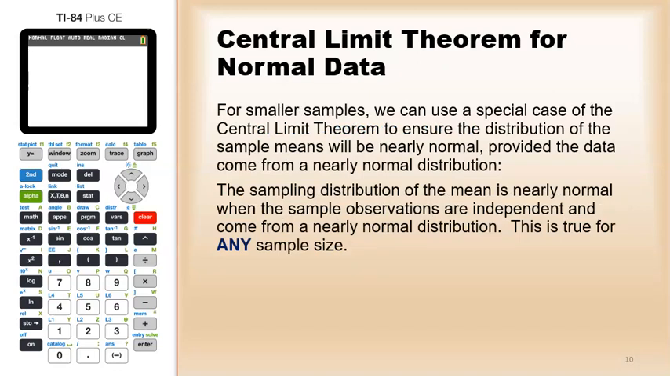However, as we'll talk about later, occasionally we will look at smaller samples. And with means, we can get away with that if the original distribution is nearly normal. So when it comes to smaller samples, we will use a special case of the central limit theorem to ensure that the distribution of sample means will be nearly normal, provided the data come from a nearly normal distribution. That is, if the original data set was normal to begin with, then the normal distribution is fine for any sample size.